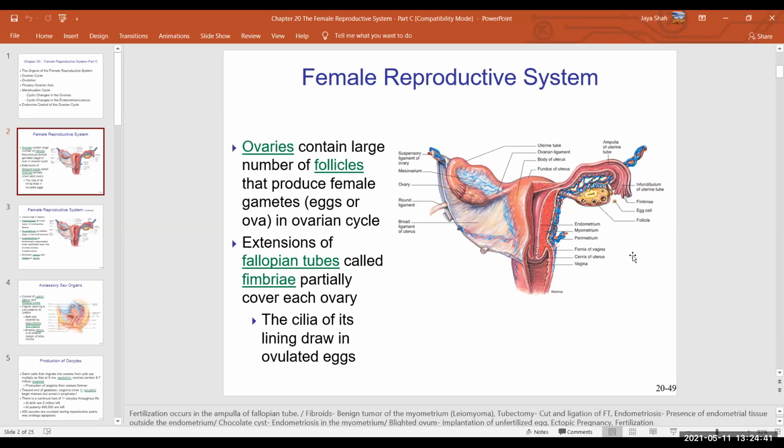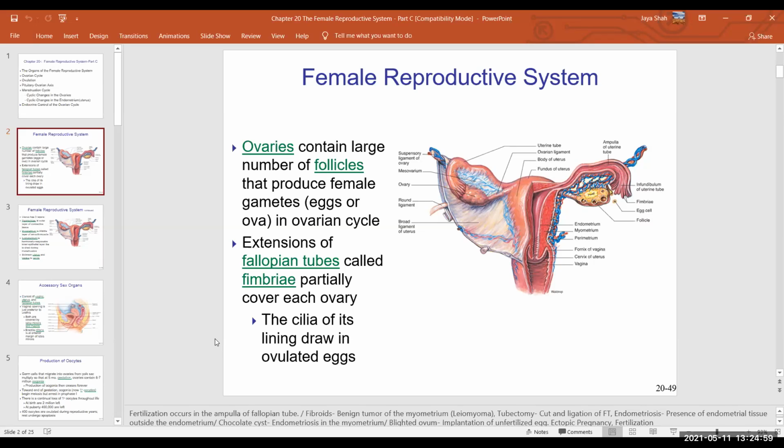If the fertilized egg starts growing there, we call that what? Ectopic pregnancy. Very good.